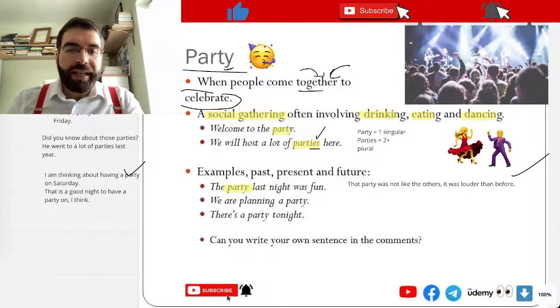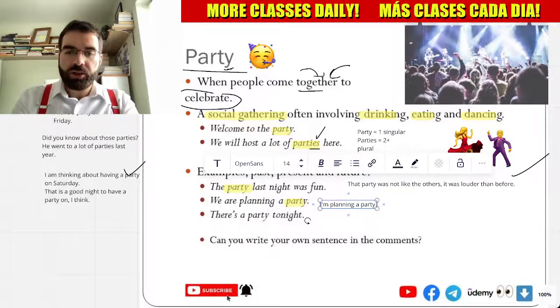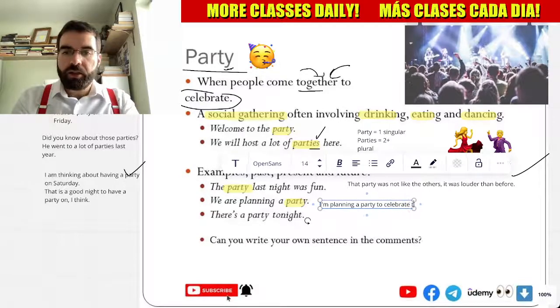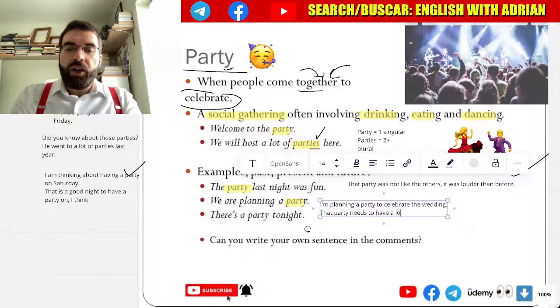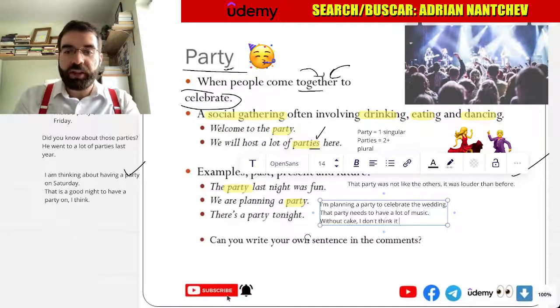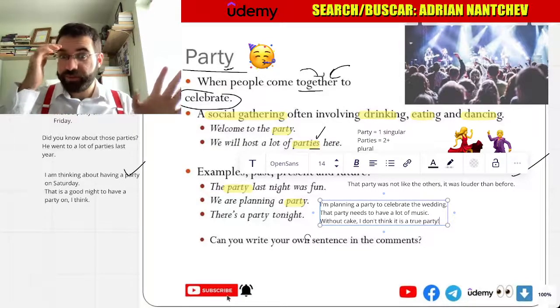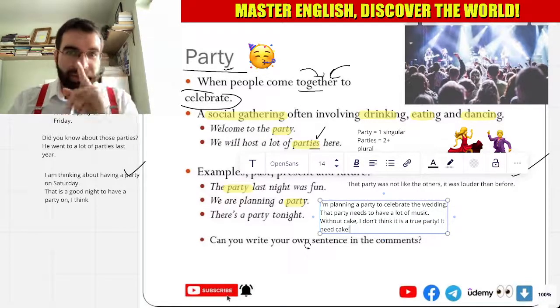So, we are planning a party. I'm planning a party to celebrate the wedding. Yeah. That party needs to have a lot of music, for example. Without cake, I don't think it is a true party without cake. Yeah, it needs cake. Yes. How cool is that?